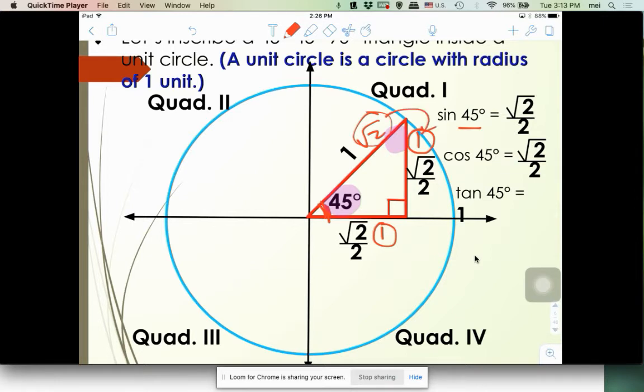Now let's go ahead and move on and find the sine of 45 degrees, the same way that we just did earlier. So the sine is opposite over hypotenuse, which means the opposite is 1.